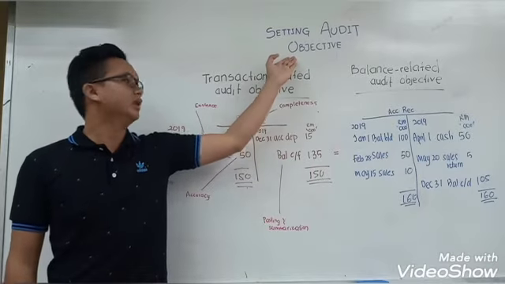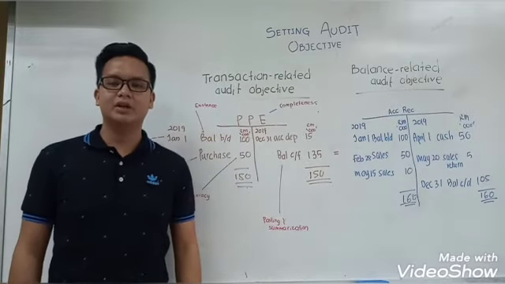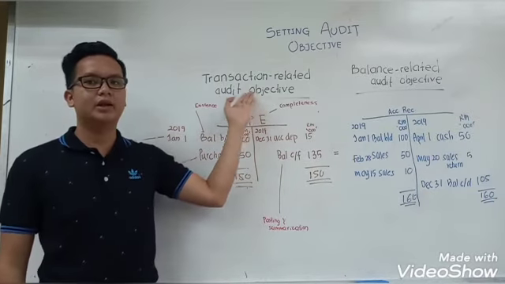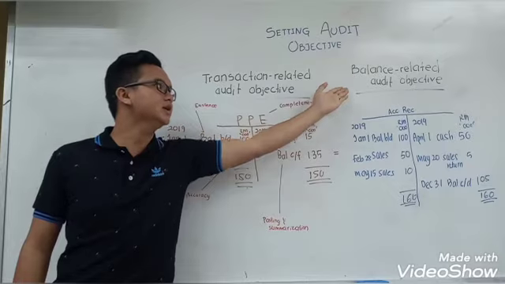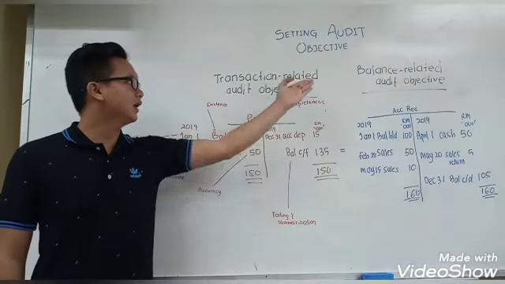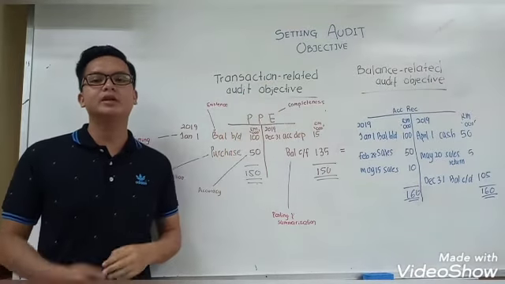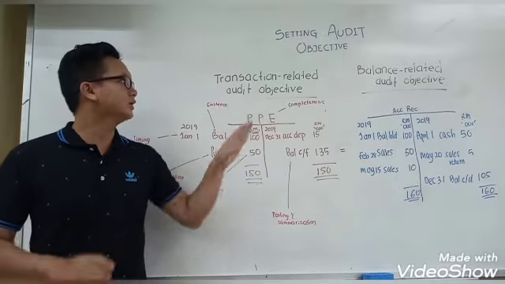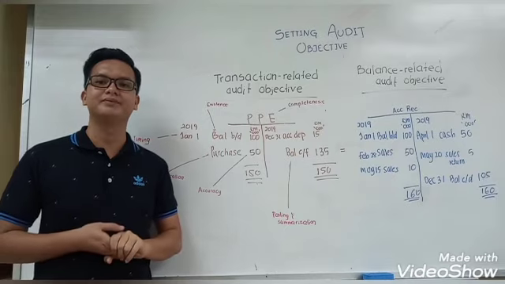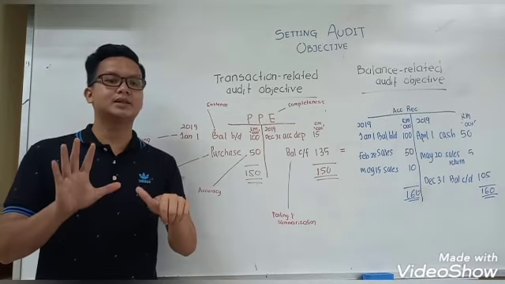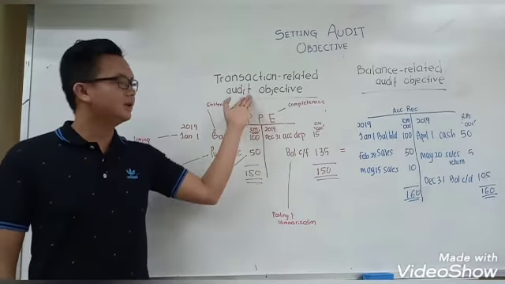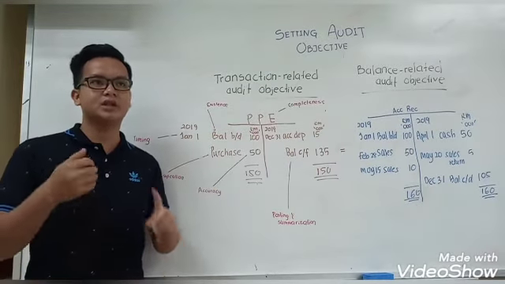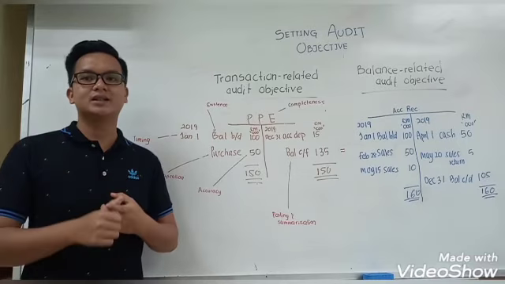Setting audit objectives. Setting audit objectives is divided into two categories, which are transaction-related audit objectives and balance-related audit objectives. Transaction-related audit objectives: every transaction that occurs in the company must fulfill the transaction-related audit objectives. There are 6 transaction-related audit objectives. First one is existence. Existence means that every transaction must exist physically.